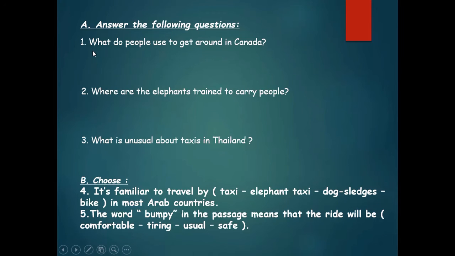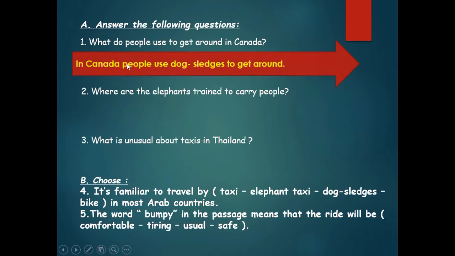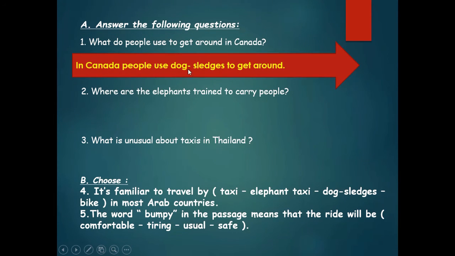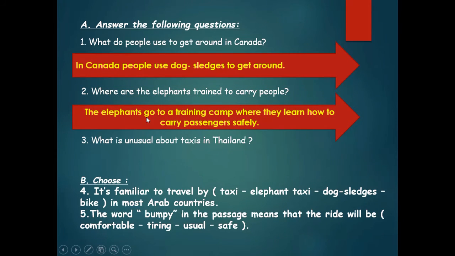Let's answer the questions. Question 1. What do people use to get around in Canada? Yes, the answer is: in Canada, people use dog sledges to get around. Question 2. Where are the elephants trained to carry people? The elephants go to a training camp where they learn how to carry passengers. Question 3. What is unusual about taxis in Thailand? They are elephant taxis.